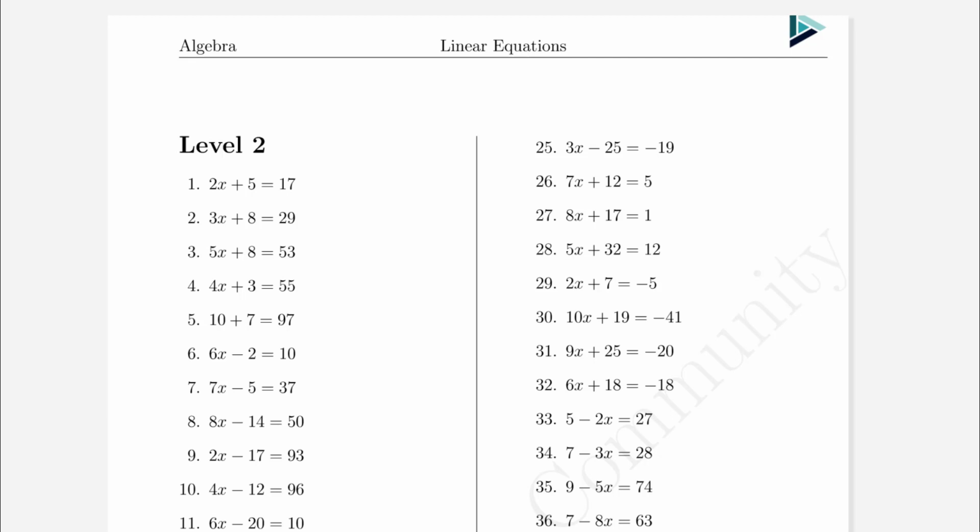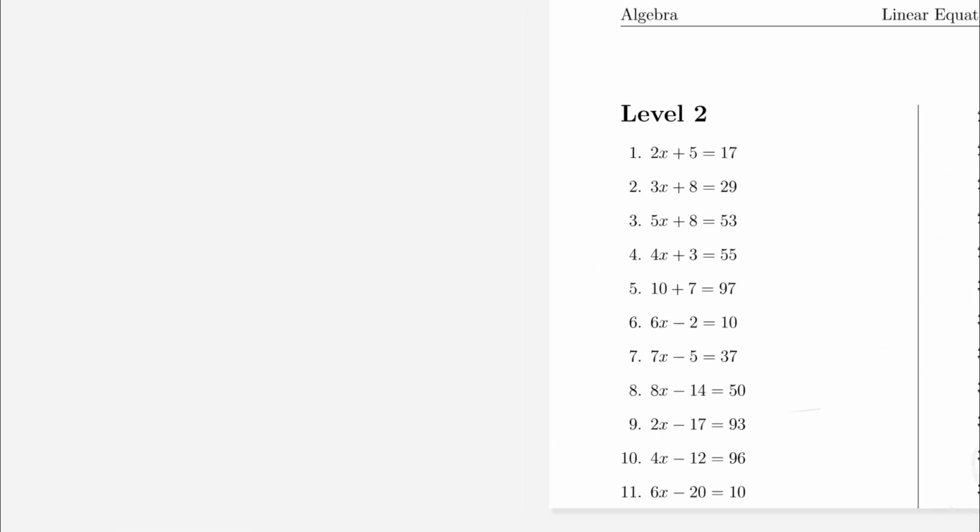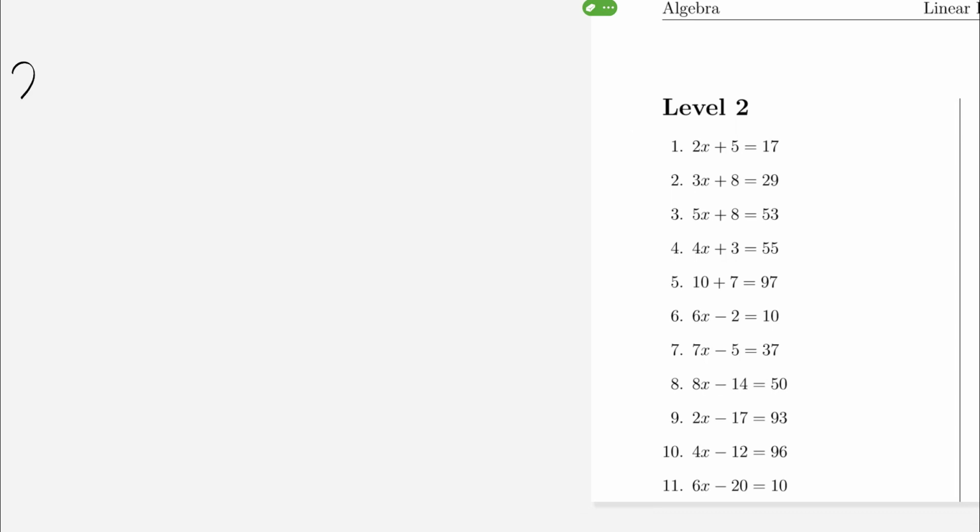So let's have a look at question 1 here. 2x plus 5 equals 17. Now we know, because it's a linear equation, we want to isolate x. I want to get x on its own. But before I can get x on its own, we're going to isolate 2x. So right now we've got 2x plus 5. So to go from 2x plus 5 to simply having 2x, I must subtract 5.